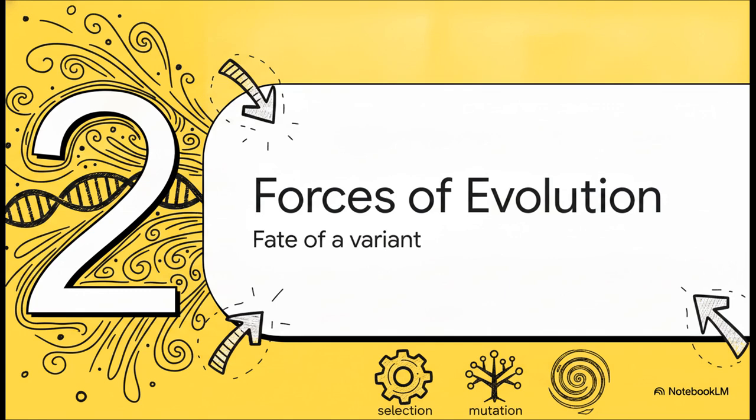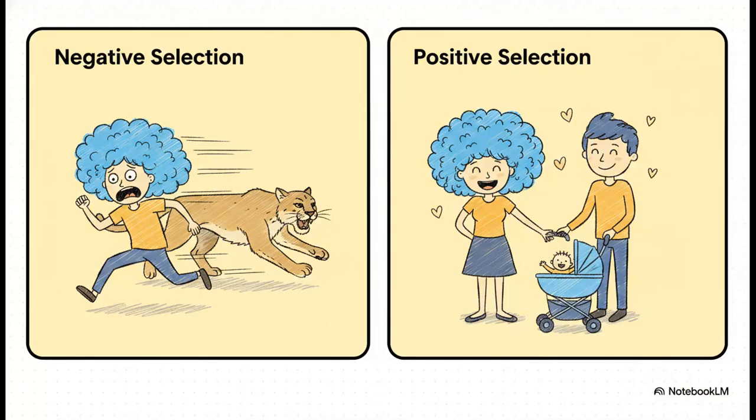Let's look at the fate of a genetic variant. To really wrap our heads around natural selection, let's imagine a brand new mutation pops up and it gives someone bright blue hair. Okay, under negative selection, if having bright blue hair makes you super visible to hungry mountain lions, well, you're probably going to get eaten before you can have kids. The variant's frequency drops. But conversely, under positive selection, what if that blue hair makes you incredibly attractive to potential mates? Suddenly, fertility skyrockets, way more blue-haired babies are born, and the variant's frequency shoots up.